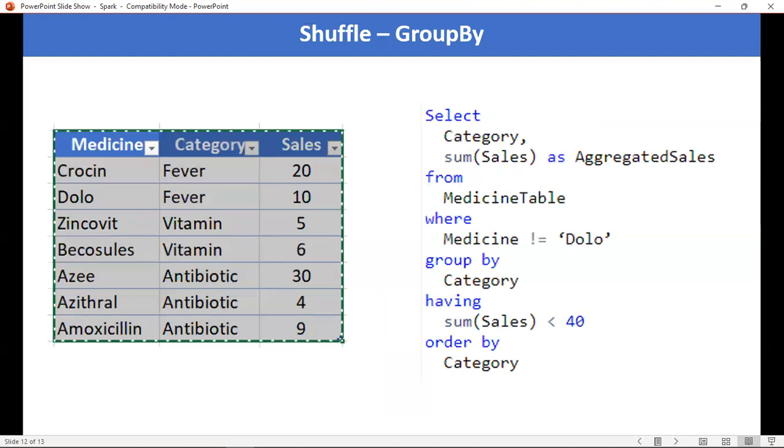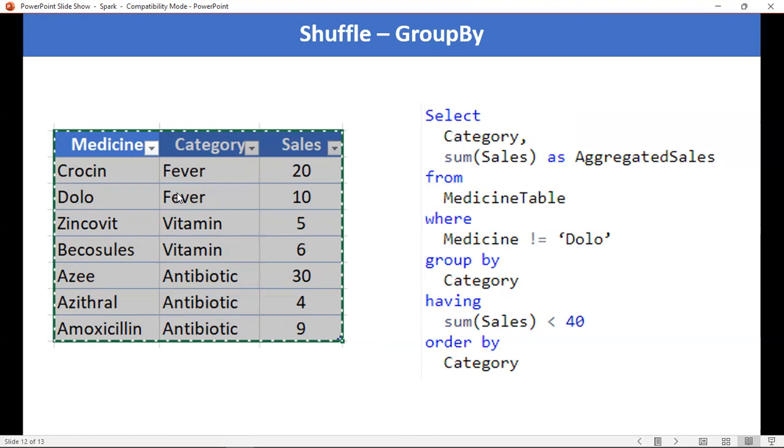Now let's move ahead to another key concept called shuffle. We have all been seeing in other blogs or videos that shuffling is the problematic area in Spark, and this is what causes a lot of performance bottleneck in Spark jobs. Let's take an example to understand what exactly is happening when we do a shuffle operation.